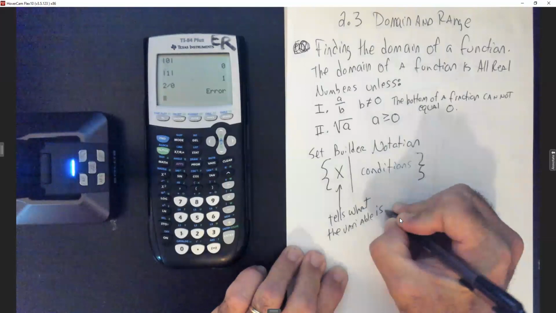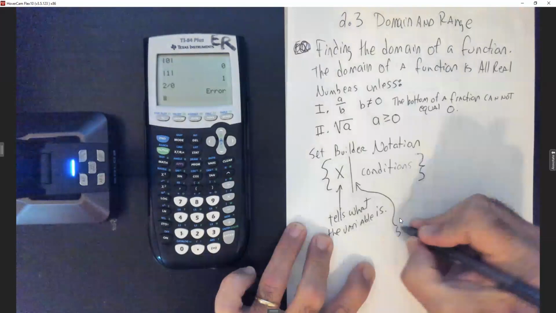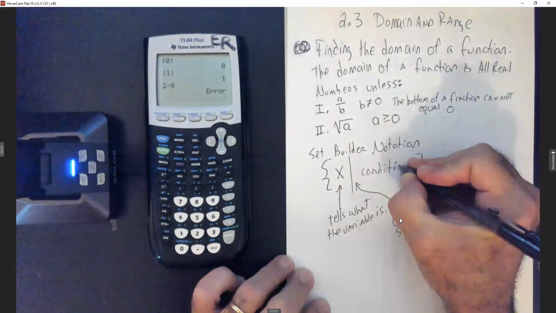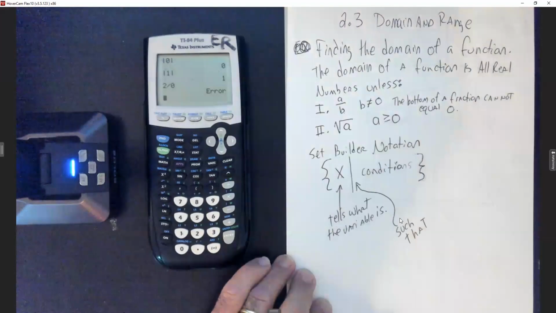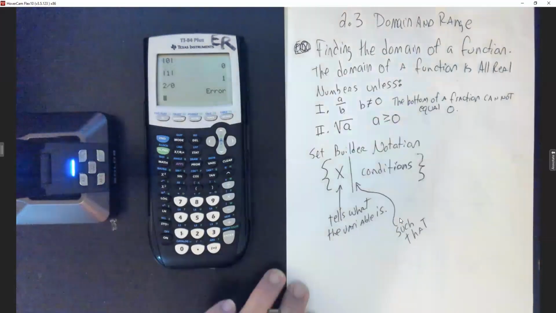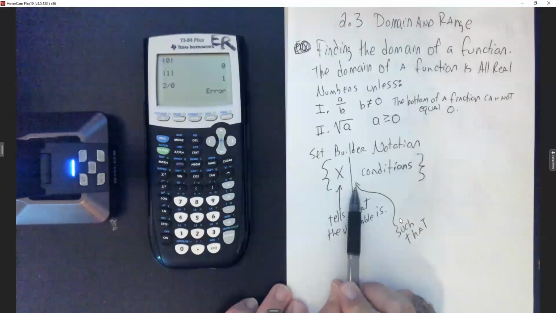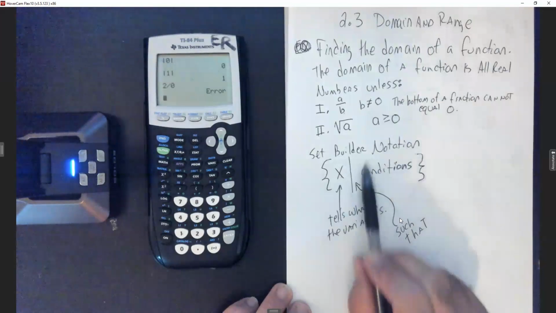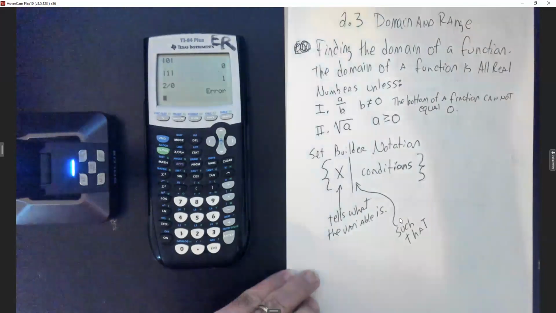This bar means such that. And then your conditions will be stuff like X is not equal to 5 or X cannot equal 7 or something like that. You'll see it when we do the problems. But this is set builder notation. We name the variable, have the bar such that, and then we put in our conditions. Now, I think the Math Lab basically gives you everything, and you're just putting in the conditions. Now, remember, I'm only worried about fractions.